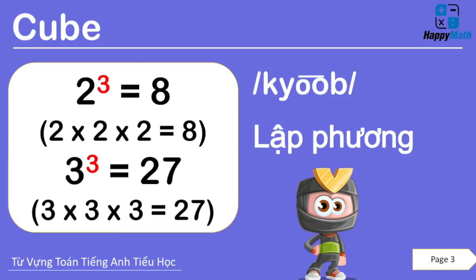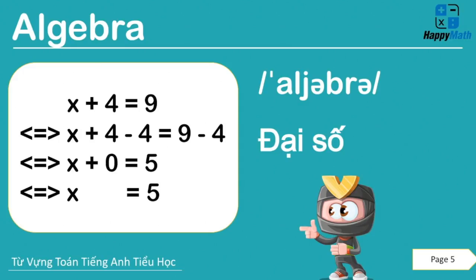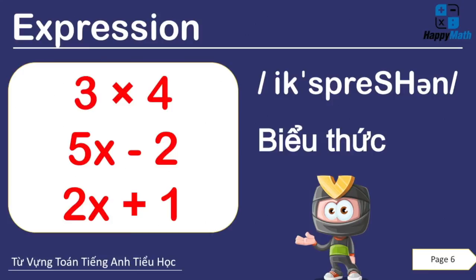Cube. You take one number times itself 3 times, and you get the cube. The inverse of cube is the cube root. Algebra means you have to calculate or find the variable in the expression, with x, y or z as variables in the expression. It's like putting letters into an equation. Expression.